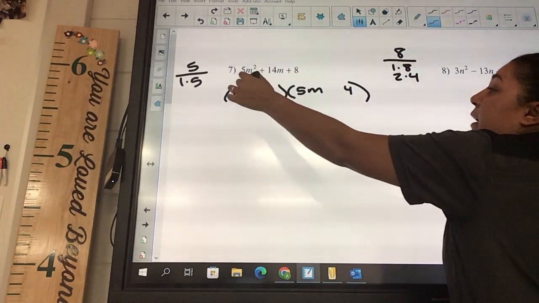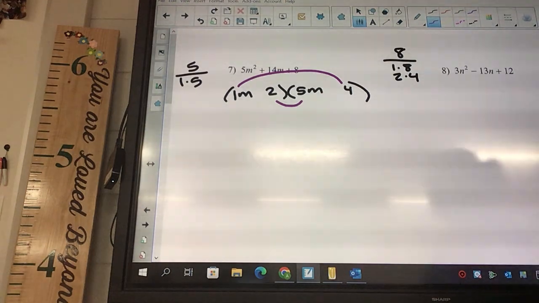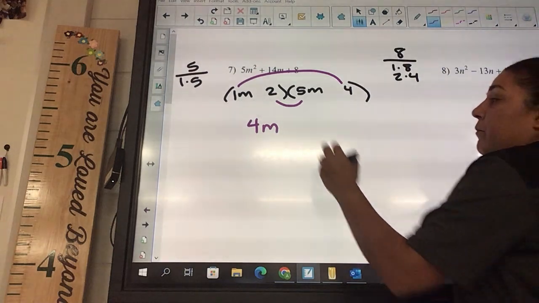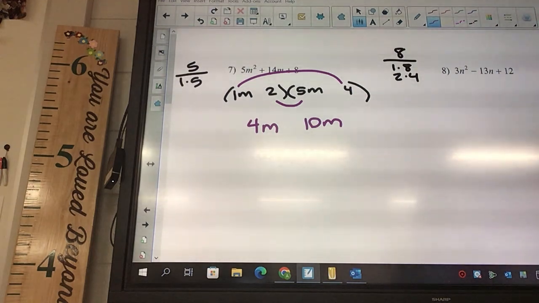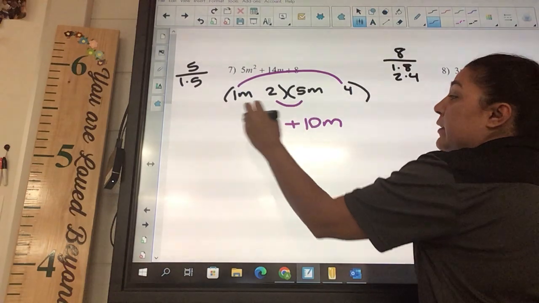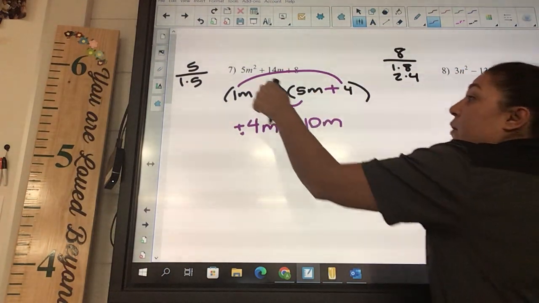Okay, we're going to check the outer and the inner. Okay, 4 times 1, 4. 2 times 5, 10n. Okay, would a 4 and a 10 ever give us a 14? How? I need a positive 14. Both positive. Okay, and again, this sign goes here. This sign goes here.